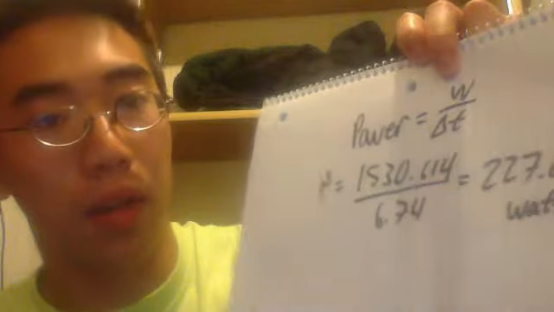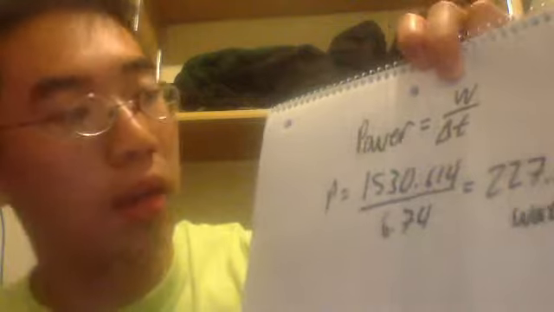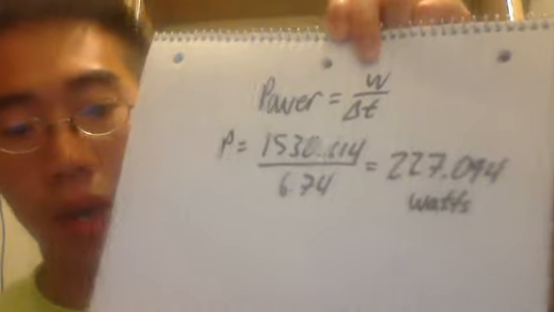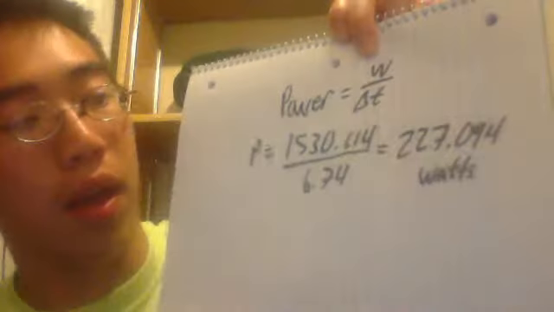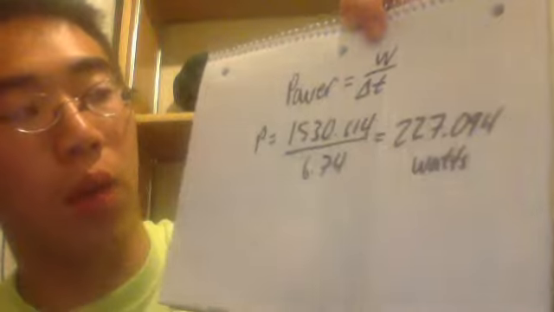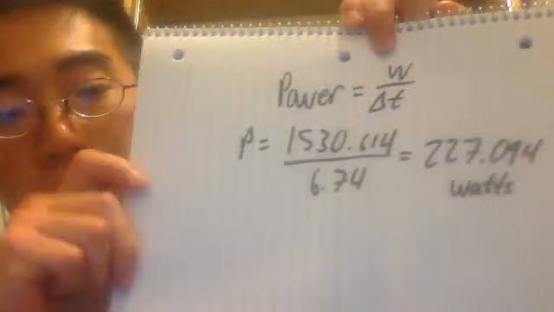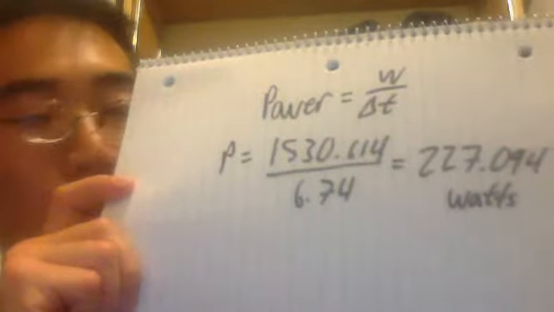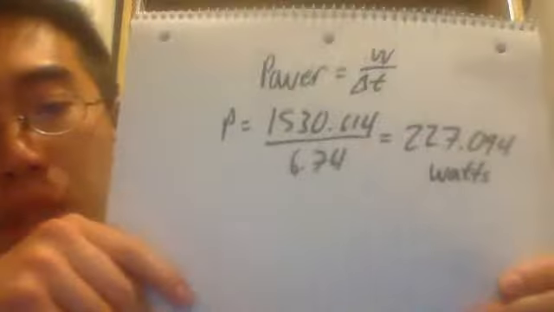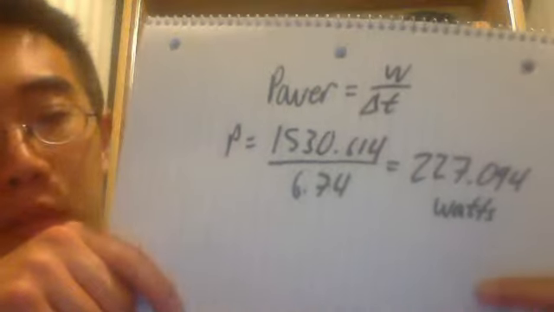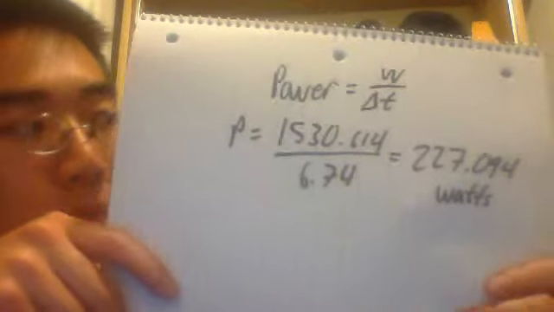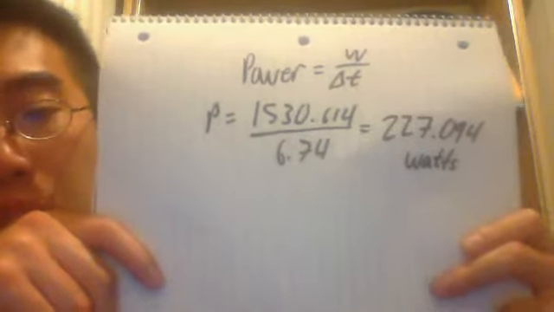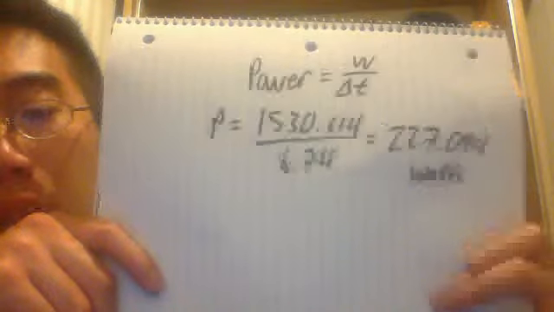So this is our fifth and final set, and it's defined as, again, W over delta t, or work divided by change of time. And previously we just found out what work was, which ended up to be 1,530.614 joules. And we divide that by our change in time, which again was 6.74 seconds, which was the time it took to skip the 30.48 meters. And that calculated out to be 227.094 watts.